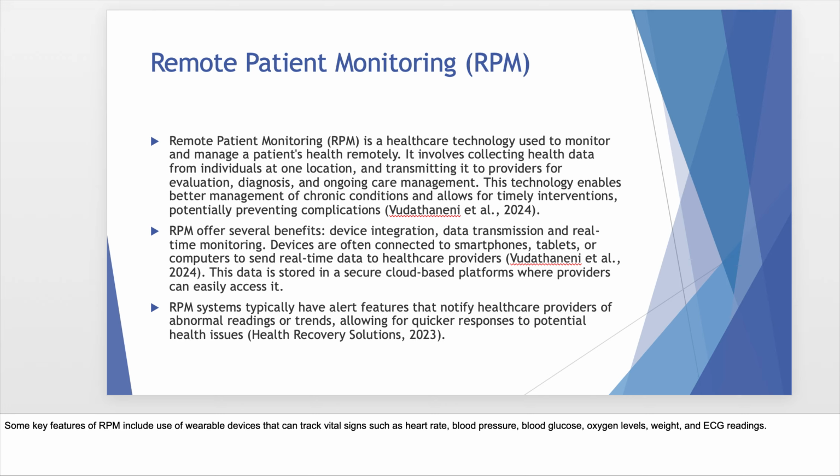RPM systems typically have alert features that notify healthcare providers of abnormal readings or trends, allowing for quicker responses to potential health issues. Some key features of RPM include use of wearable devices that can track vital signs such as heart rate, blood pressure, blood glucose, oxygen levels, weight, and ECG readings.